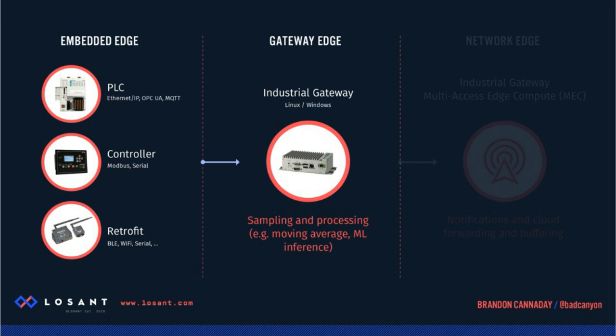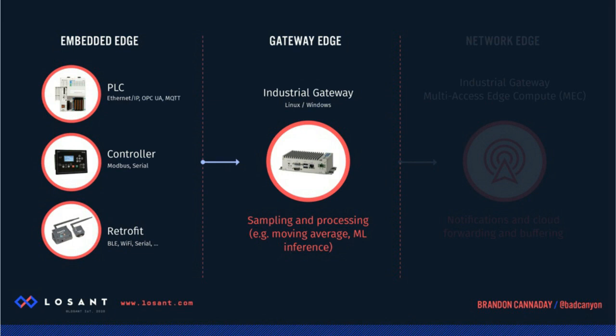And it's going to be talking over one of half a dozen or so industrial protocols, OPC UA, Modbus, CAN bus. If it's a retrofit, new sensors, they might have some wireless options like BLE. That's where that industrial gateway goes in. And that's really going to be sampling. Again, that's going to be reducing the fidelity of data. I don't need the vibration data as fast as the embedded edge is using it.